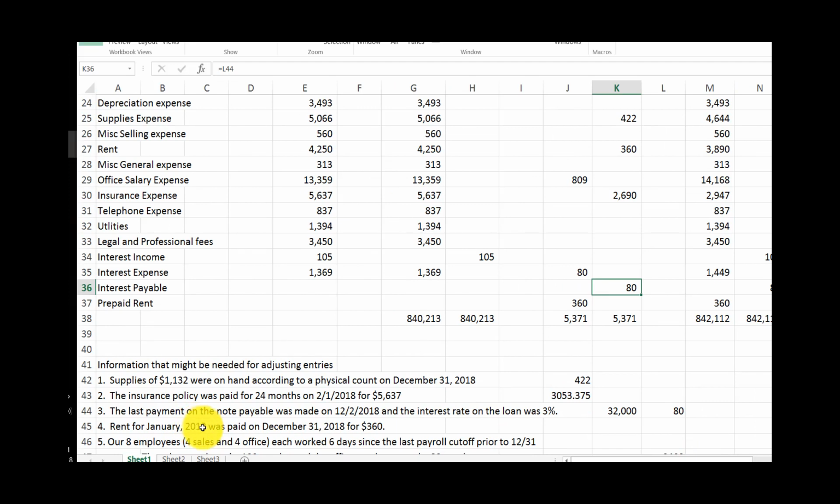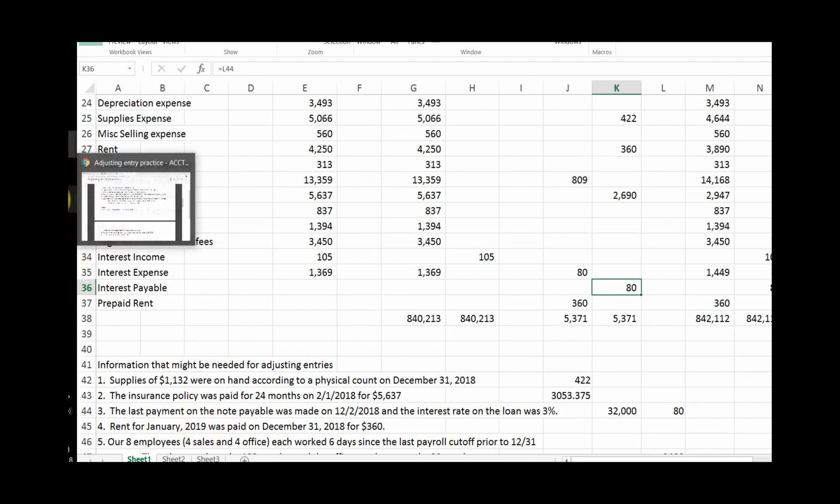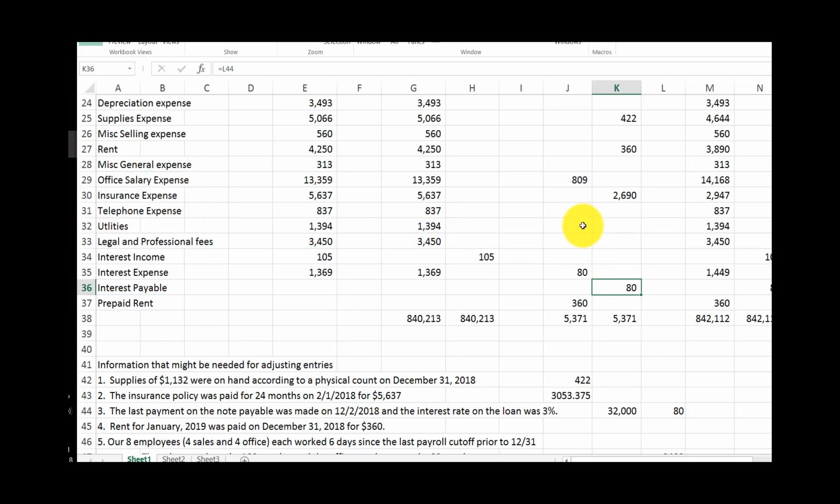Okay, rent was paid for January on December 31st. We want to get our rent in early, so we need to move that. It was recorded as an expense in rent expense. It should be a prepaid. We credit the rent expense. We debit prepaid rent for the 1 month for 360.